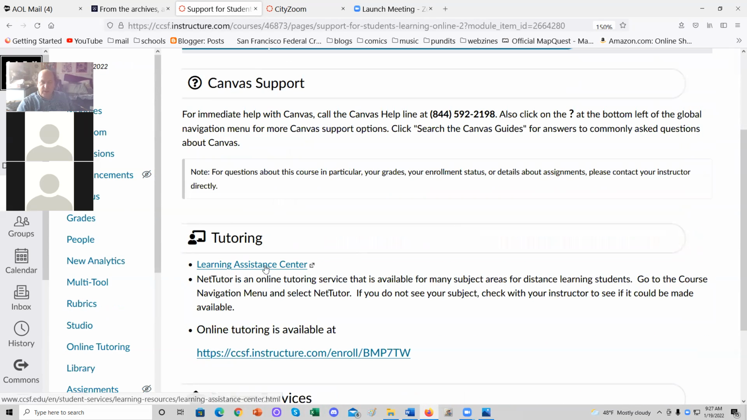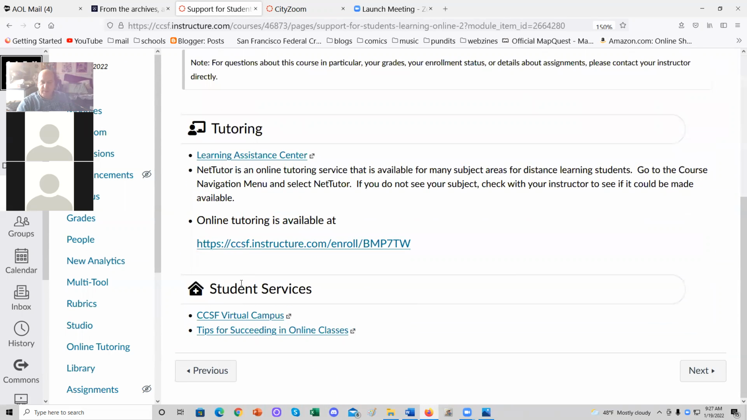There's a Learning Assistance Center for tutoring. There's something called NetTutor. Here's online instruction available. This is student services, virtual campus, and tips.